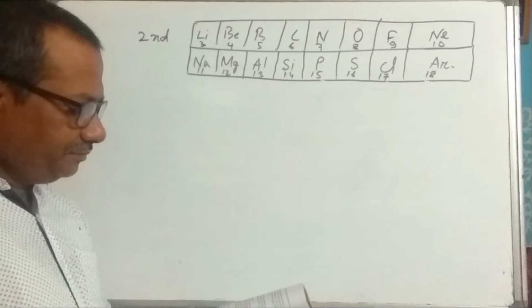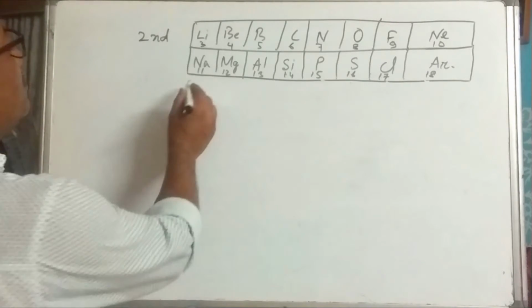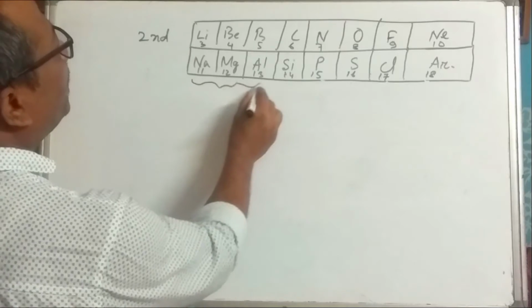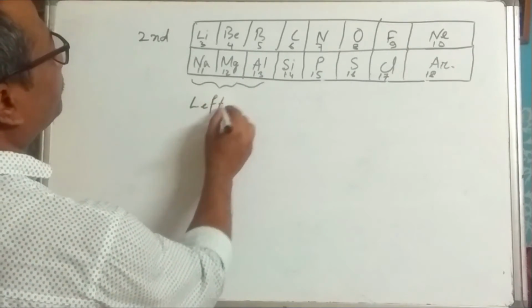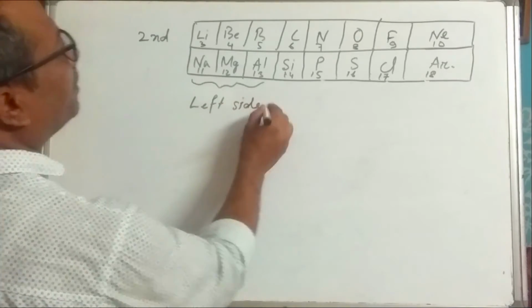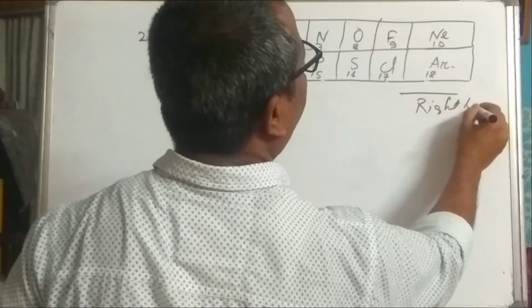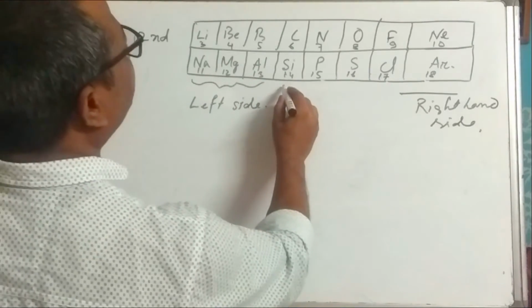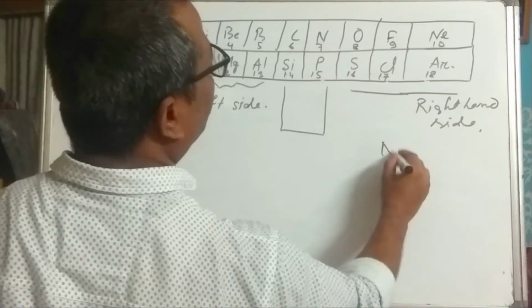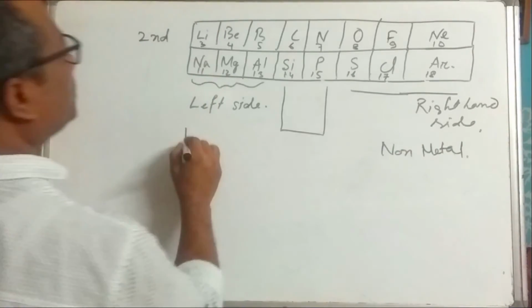What is told here? The metals like sodium and magnesium are towards the left hand side of the periodic table. Sodium, magnesium, aluminum on the left hand side. This is left hand side. This is right hand side. In the middle, silicon, these are non-metal. This is metal.